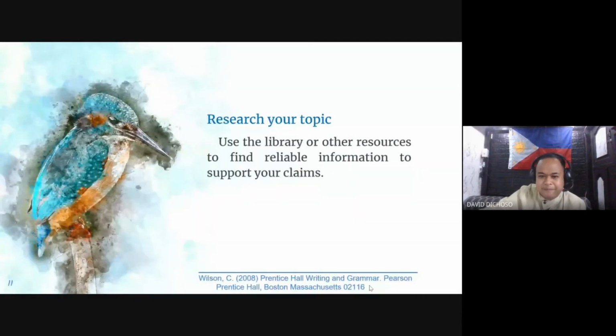The first one, research your topic. According to Wilson, it's the first step to do. He said that you need to use the library or other resources to find reliable information to support your claims. To research your topic is to look for reliable sources, either from the net or from the books you have as references.